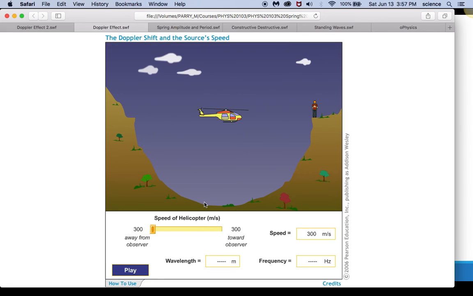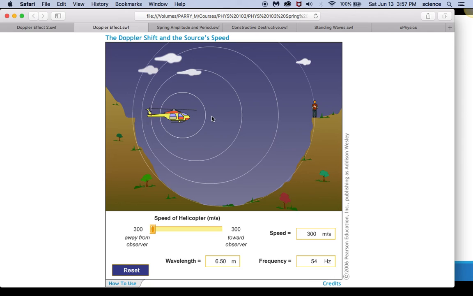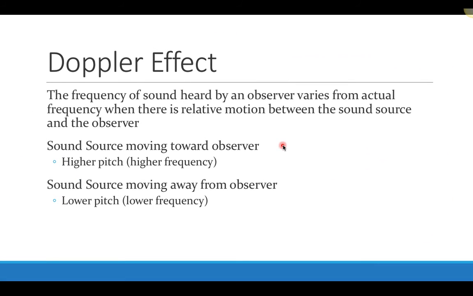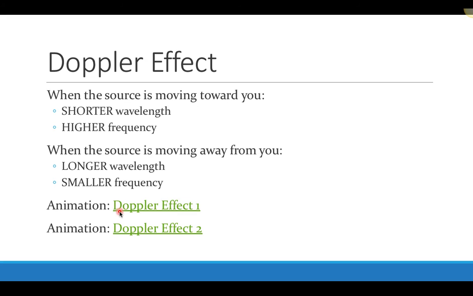If I have the helicopter move away, the wavelengths become larger. And as the wavelength becomes larger, the frequency, they're inversely proportional, becomes less. So let's go back to our presentation. So when the sound source and the observer are moving towards one another, you hear a higher pitch, and when we're moving away from one another, you hear a lower pitch.